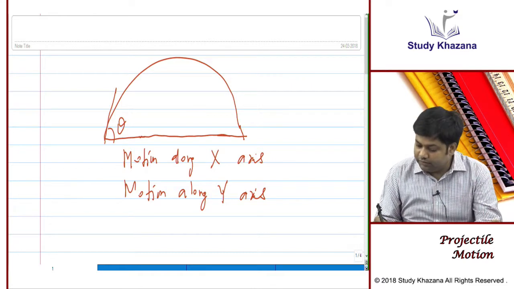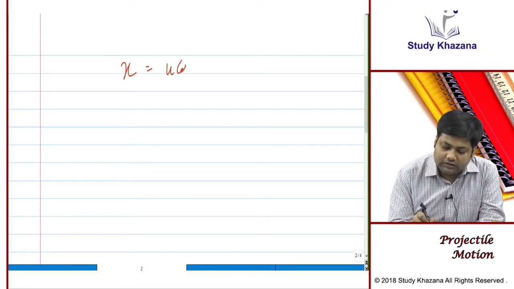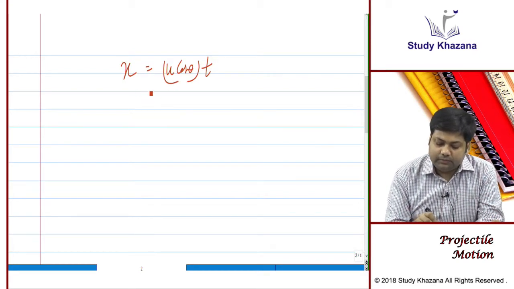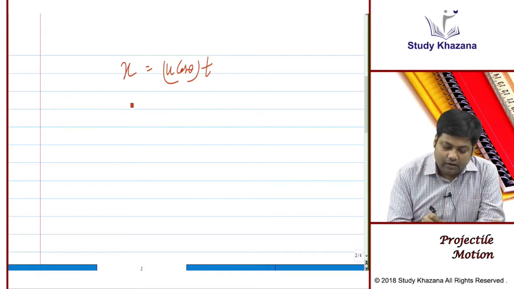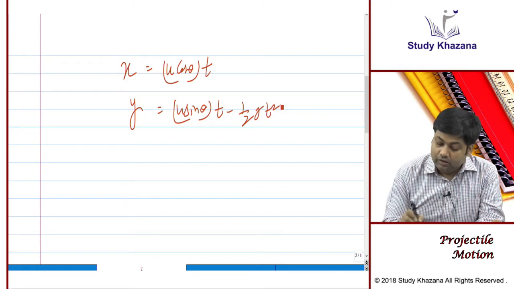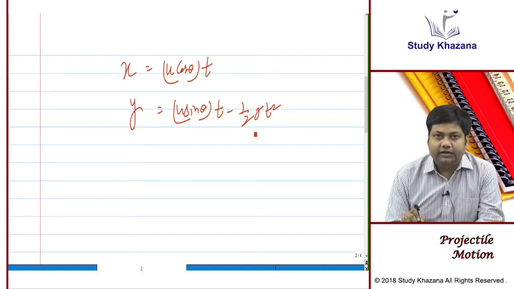Now when we move forward, we'll write the equation for the motion along the x-axis. x equal to u cos theta into t. Since the velocity is constant, and that is u cos theta, we can write the expression as x equal to u cos theta into t, and y equal to u sin theta into t minus half g t square. In the y direction we have taken the acceleration as minus g, which is quite evident because the acceleration due to gravity is in the downward direction.